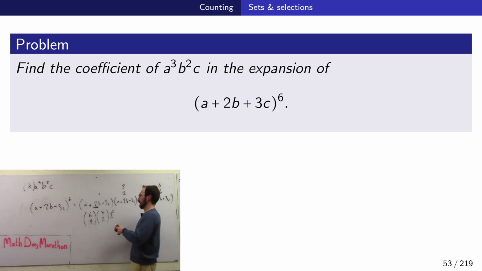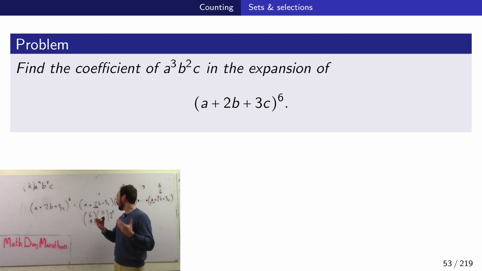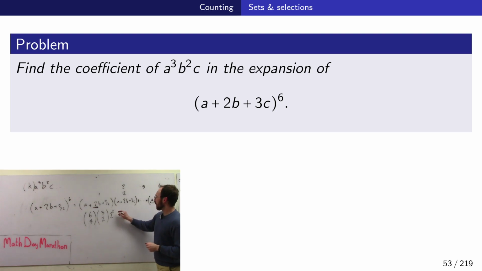Now, after I pick my a's and my 2 b's, it's determined where this c is going to end up. Let's say it like this. There is one more space to choose from, and I'm going to choose one element from it. And that element is c. And c had this coefficient of 3 with it, so we have to multiply that in. This right here turns out to be your coefficient.